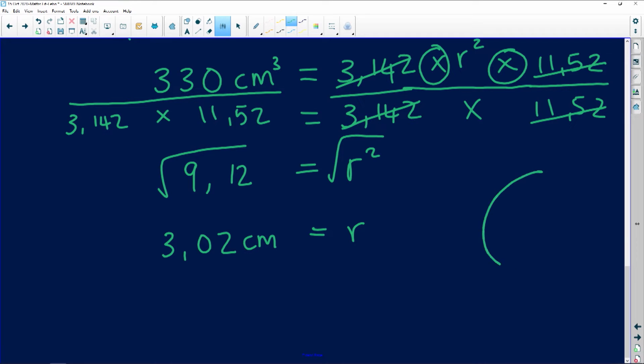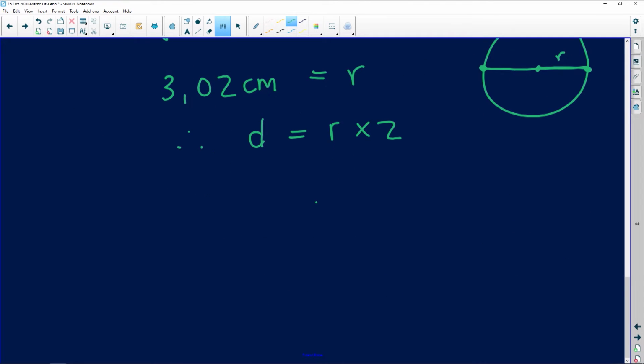If I have my circle, beautiful circle, the point from here, which is the center, to the circumference of the circle is called the radius. So I'm looking for the diameter. Diameter is double my radius because diameter is from here all the way to the other side. So if I want to find my diameter, therefore, diameter is equal to radius times 2.